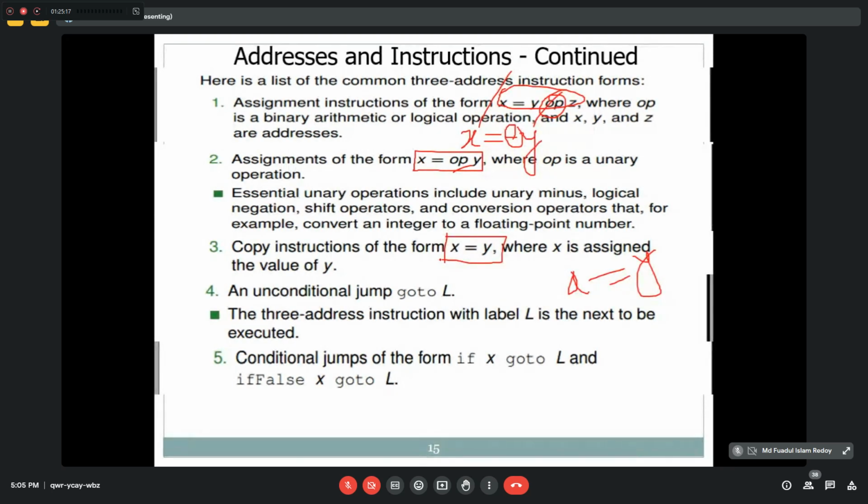Okay, then I think you know about unconditional jump. Unconditional jump, so if you do assembly, you will see something like go to L, or it is also possible in C language, is it? This is the unconditional jump.